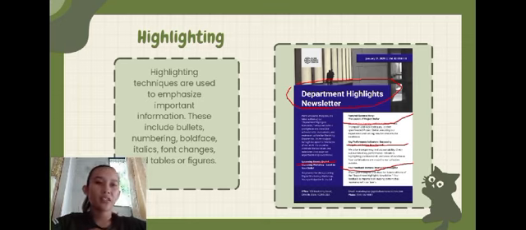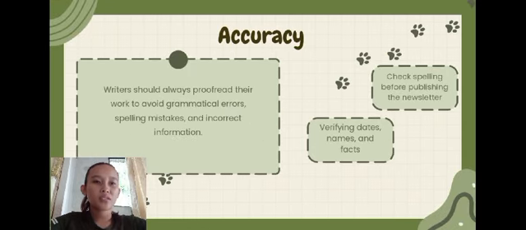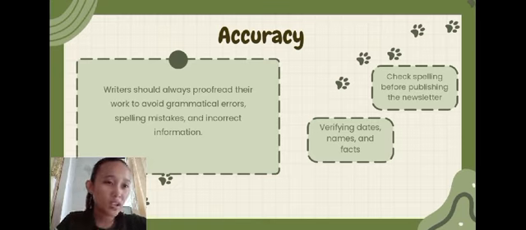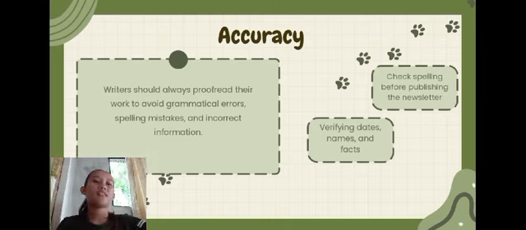And lastly, we have accuracy. Writers should always proofread their work to avoid grammatical errors, spelling mistakes, and incorrect information. Now, the purpose of accuracy is to ensure credibility and help students develop good writing habits. Now, examples of accuracy are, number one, checking spelling before publishing the newsletter. Number two, verifying dates, names, and facts.